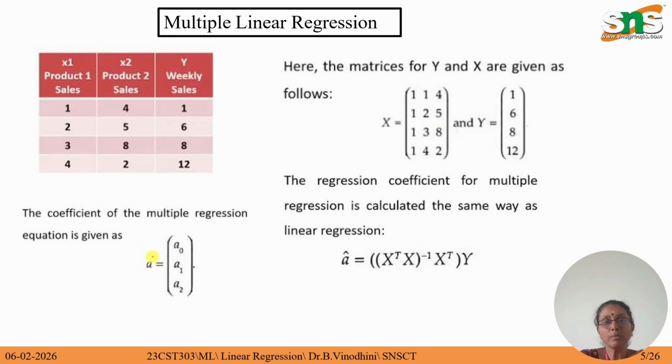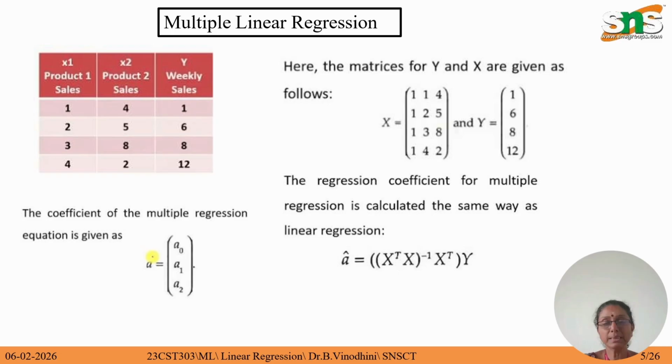Now we will consider an example of multiple linear regression with two independent variables. Here we have x1 and x2, the two independent variables, and y is the dependent variable. Based upon the product sales of x1 and x2, the weekly sales is going to be predicted. Now we are going to calculate the coefficient values a0, a1, a2 using the formula of multiple linear regression. The first step is to find the matrices for x and y, so we convert the given data set into matrices.